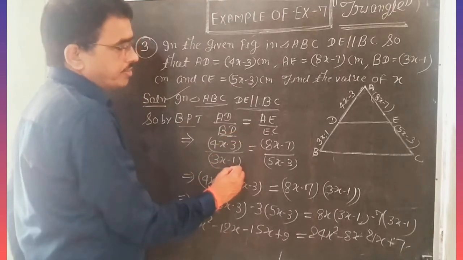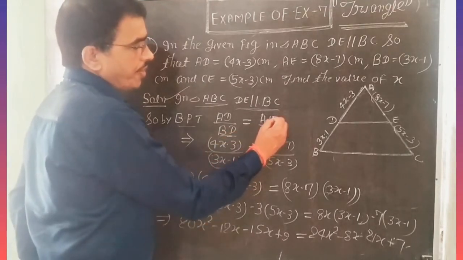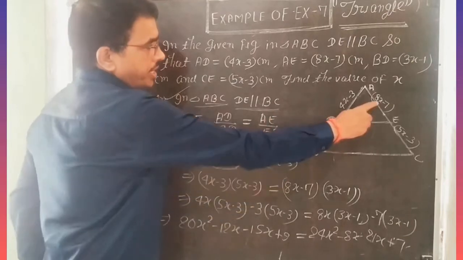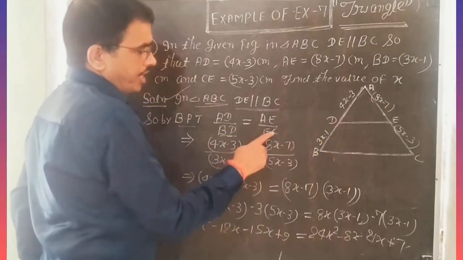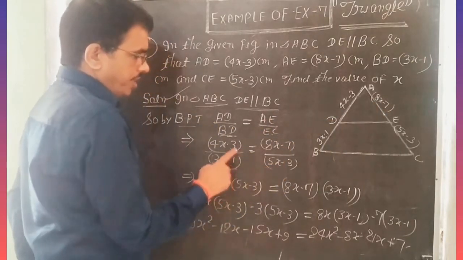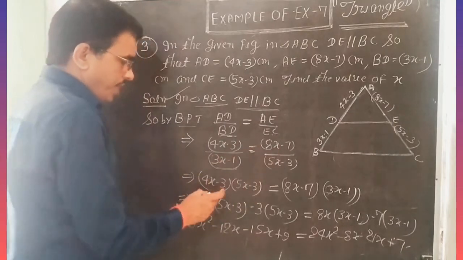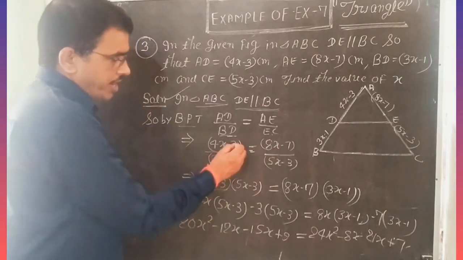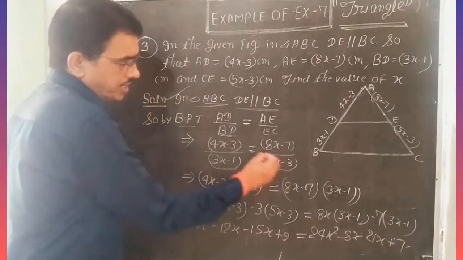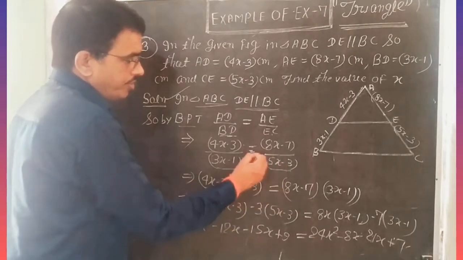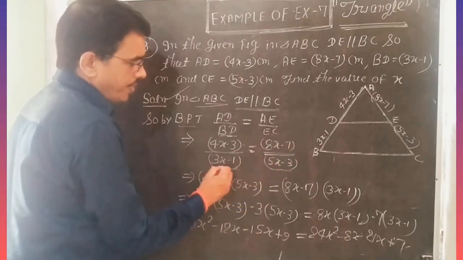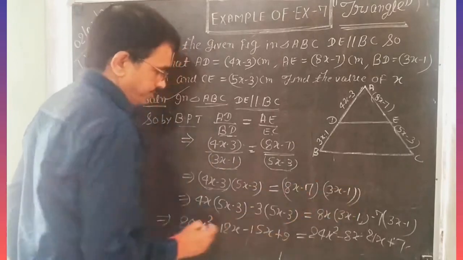That is 3x minus 1 is equal to, what is the value of AE? That is 8x minus 7 and EC 5x minus 3. Now cross multiplication, we write here (4x minus 3) multiplied by (5x minus 3) is equal to (8x minus 7) multiplied by (3x minus 1).